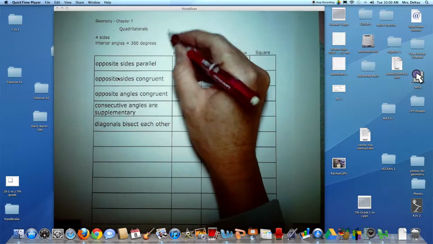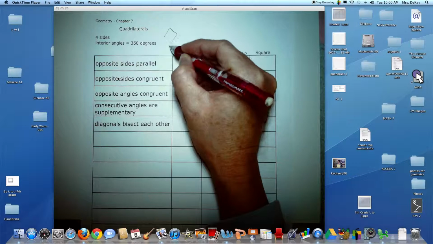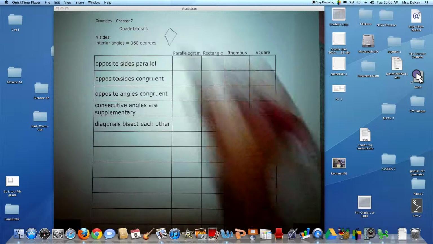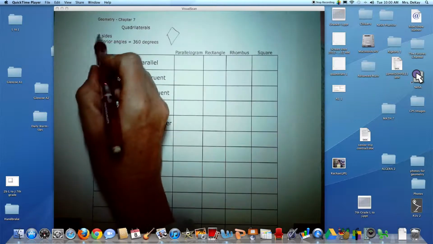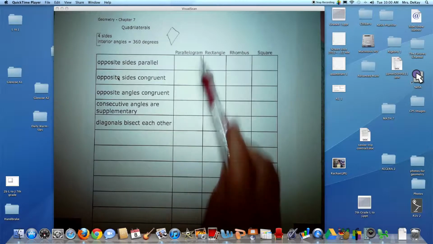Even a quadrilateral that looks like this, which is not a square or a parallelogram or a rhombus or anything else like that, has four sides, and those four angles would add up to 360 degrees. These are just things that are true of all quadrilaterals. Then we have special kinds of quadrilaterals, and there are even more than these four.